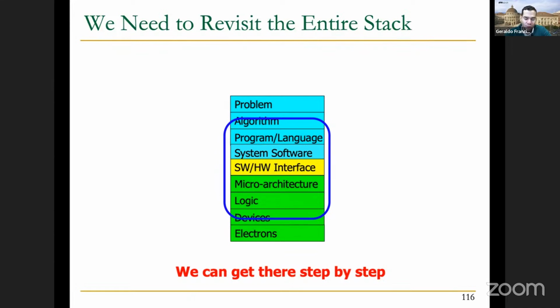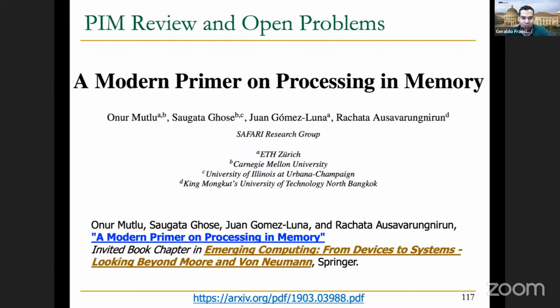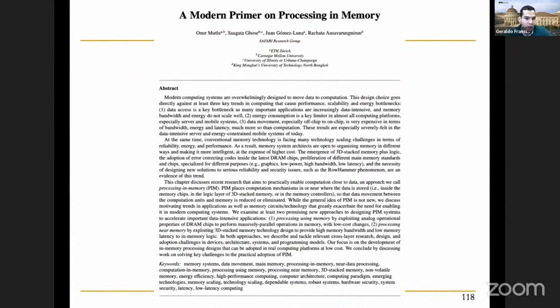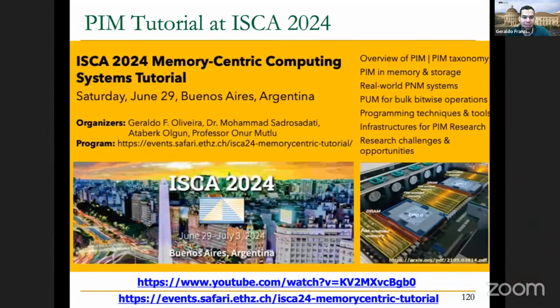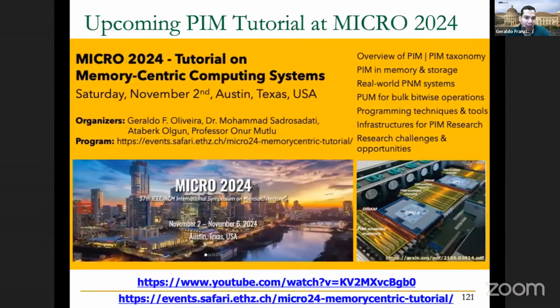So if you are interested in processing in memory, we have a PIM book chapter that covers several of those topics that we are going to cover in this lecture. And we have an upcoming version of this book chapter that's going to be available soon. So this is just an example of the topics in the book chapter. Also, we have been giving tutorials on processing in memory at key computer architecture conferences. We just delivered one this June at the International Symposium on Computer Architecture in Argentina, and we have an upcoming one at MICRO in Austin at the beginning of November.